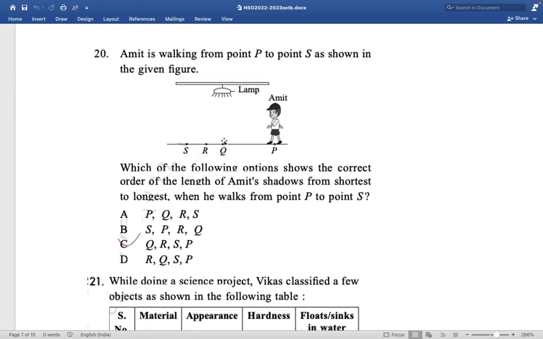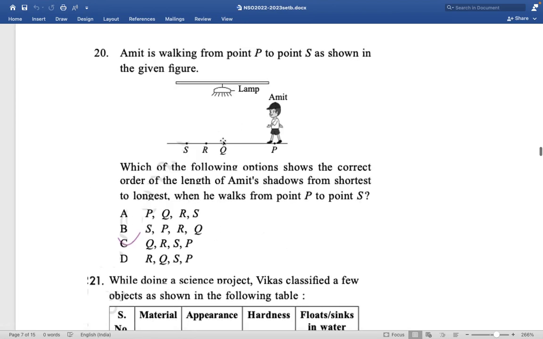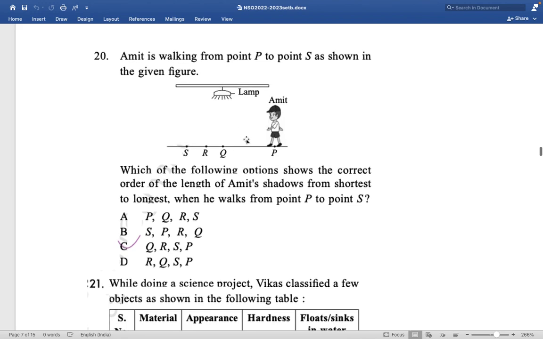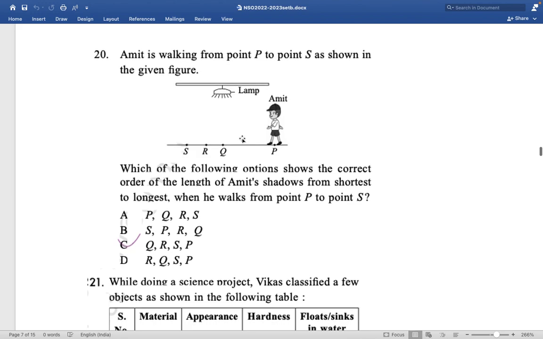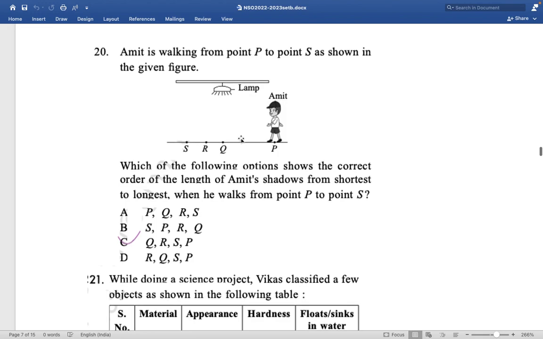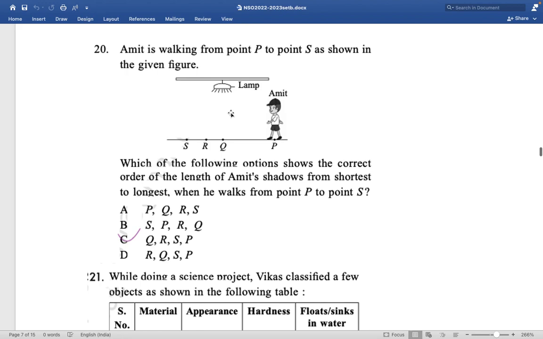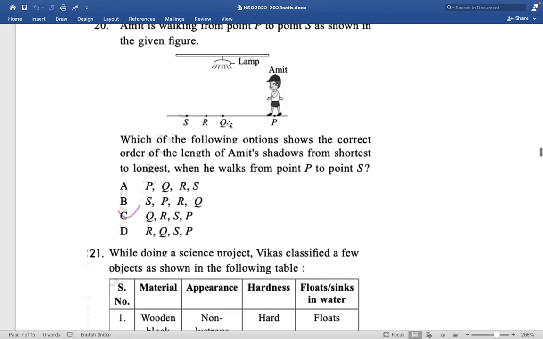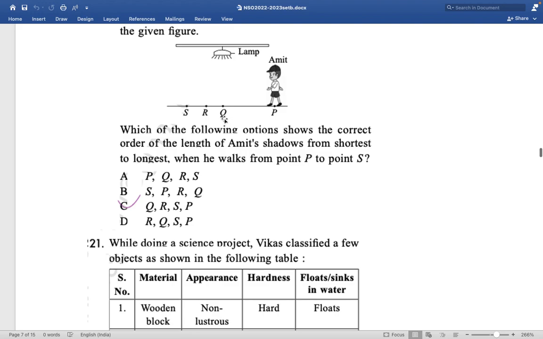In question 20, we know that when a person is standing right below a light source, their shadow will be the smallest. As the person is moving away from the light source, the farther they go, the longer the shadow will become. So the answer here is Q, R, S and then P.